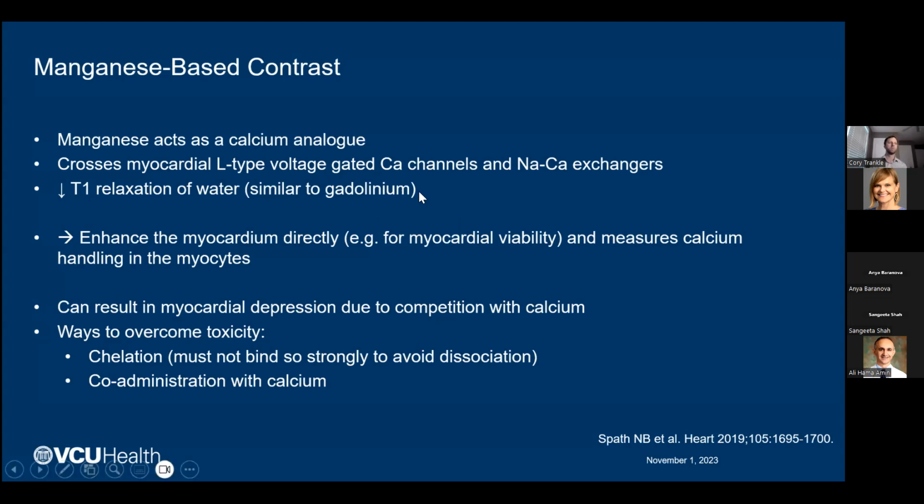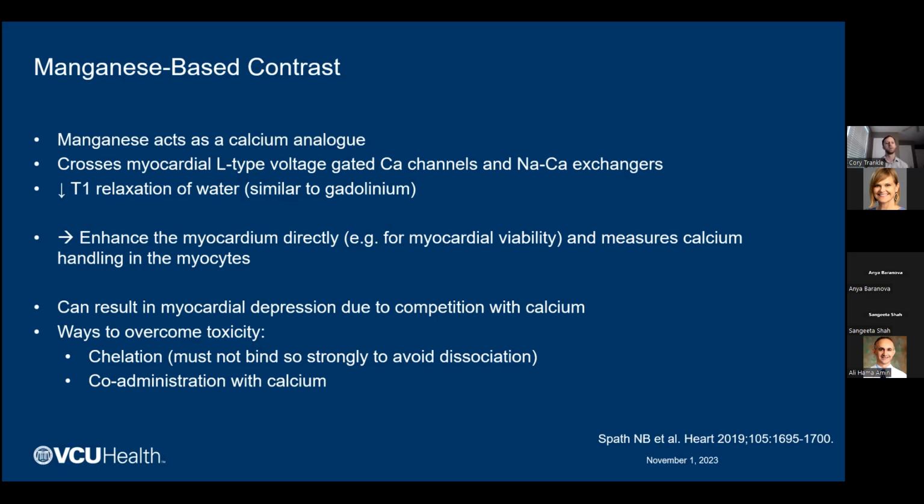So as opposed to gadolinium contrast, where it will not penetrate the cardiomyocytes and it will only go into other places where there is higher water content, like focal scar, this actually goes into the cardiomyocytes themselves. And so you could use it for things like viability, except you're looking at the intact myocardium rather than the scarred out myocardium. And the danger of this is that if you flood the calcium channels and exchangers with manganese instead of calcium, which is what it needs to function, you can end up with myocardial depression because it'll sort of compete with calcium ions themselves.